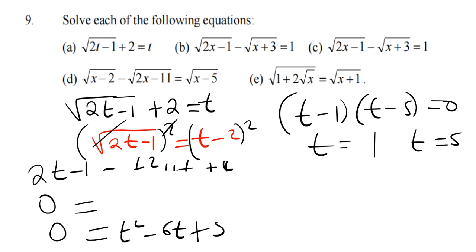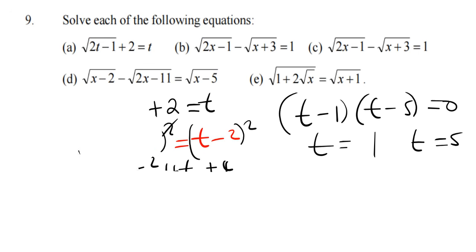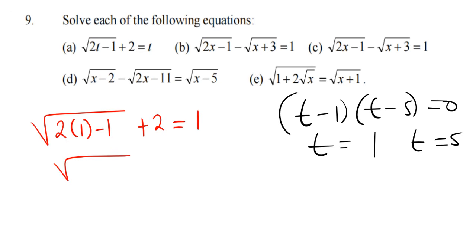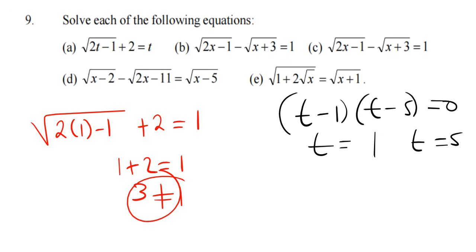But like I said, for radicals, you are also supposed to check your solutions, just like modulus functions. So try the 1 to see if it's going to balance there. So we're saying the square root of 1 minus 1 plus a 2, is it really equal to a 1? The square root of 2 multiplied by 1 is a 2. Then that 2 minus 1, that is a 1. The square root of a 1 is just a 1. 1 plus 2 is equal to 1? So this is 3. 3 is not equal to a 1. So 1 is not part of the solutions.